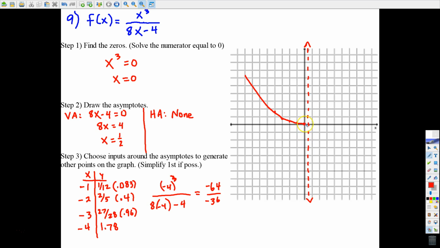So my big question here is, am I going to pass through the origin and then travel up forever, tracing this dotted line, or am I going to pass through and go down forever? So the best way to know is choose a number for an input that's between 0 and 1/2, and that logical choice would be 1/4. Or maybe you want to do 0.25. Okay, so let's do an input of 0.25 in our function and see what we get.